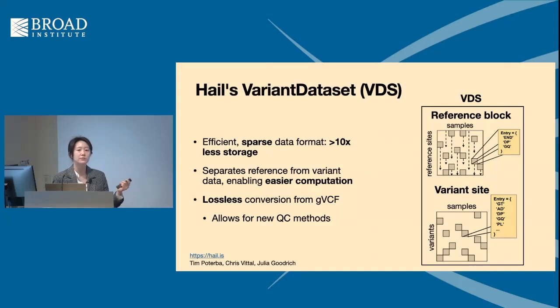Also, importantly, the VDS is a lossless conversion from a genomic VCF. So every annotation that is present in a GVCF will be present in the VDS. And this isn't always true in the traditional pipeline. This allows for new QC methods because we just have more information.